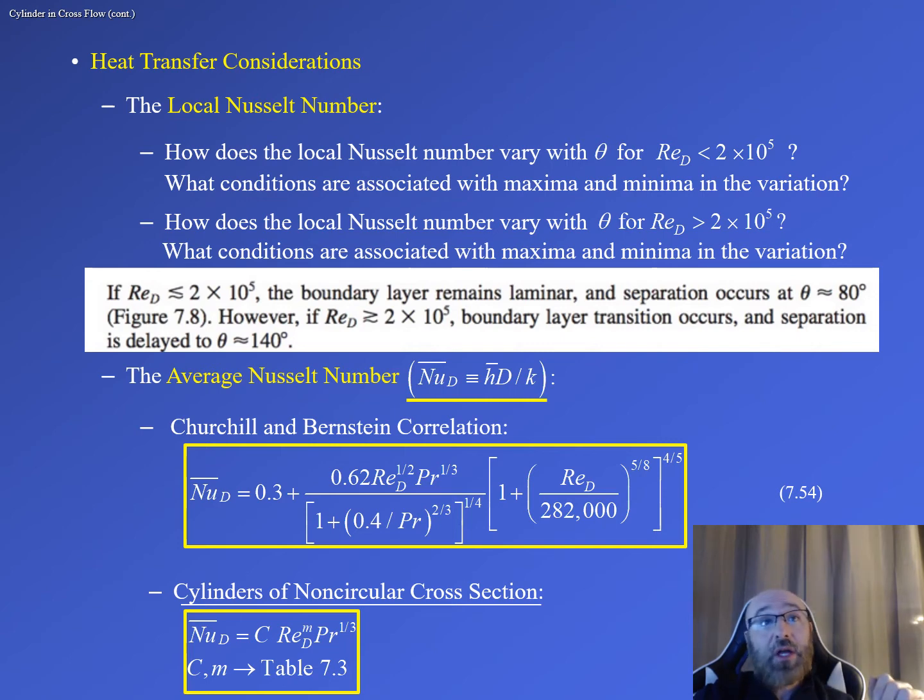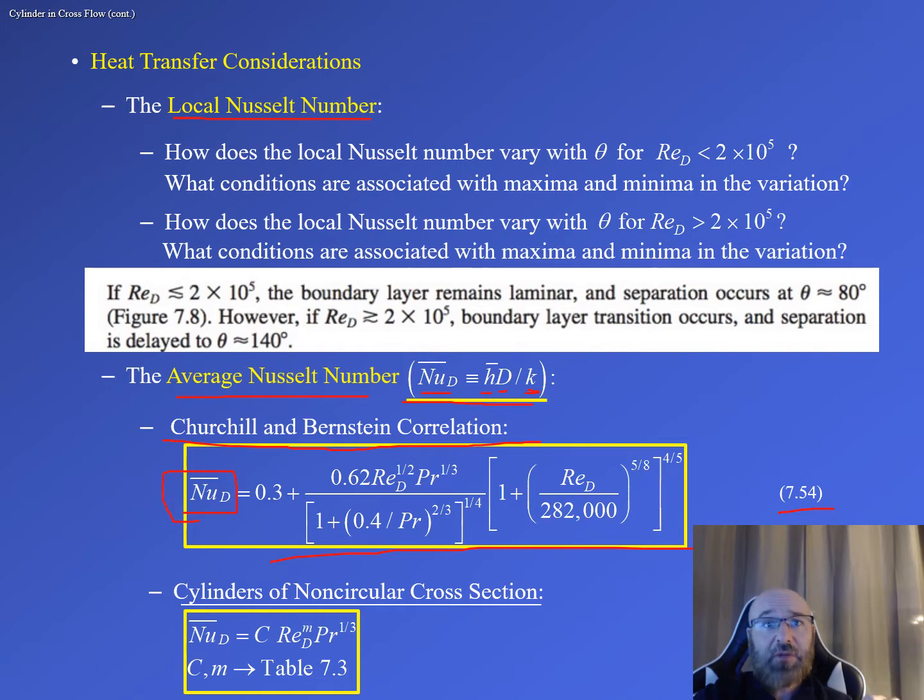So rather than looking at our local Nusselt number, what if we want to take a look at our average Nusselt number? We have this relationship that we see here, that our average Nusselt number is equal to our h bar times our diameter d divided by our thermal conductivity k. For this, we can now take a look at the correlation below, given by equation 7.54 in our textbook. This is the Churchill and Bernstein correlation. So we can see here a relationship for that average Nusselt number given by this large expression from equation 7.54.